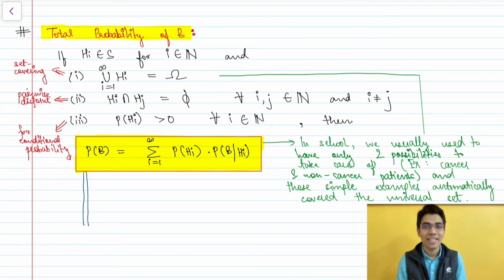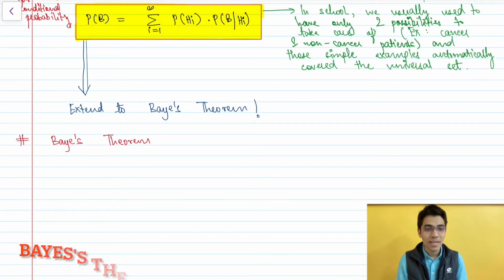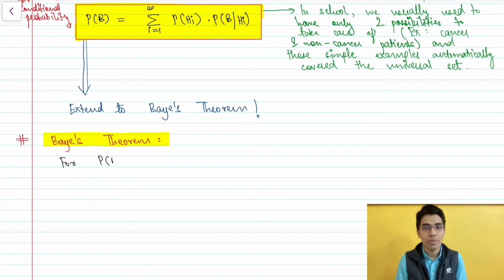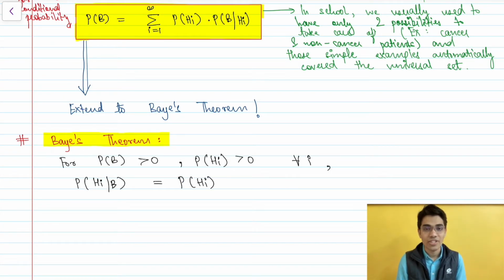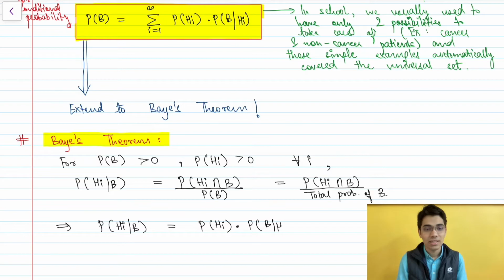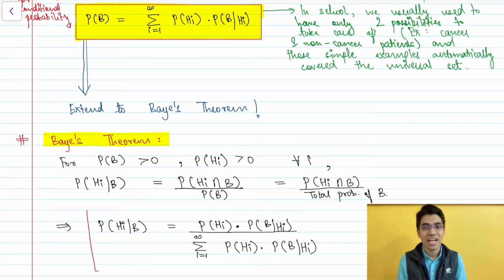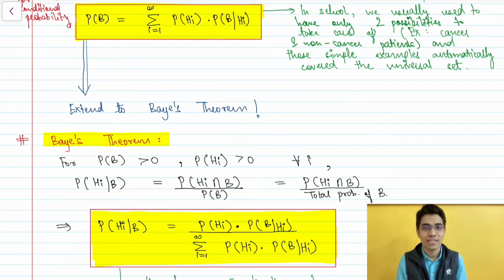This formula directly extends into what we call the Bayes theorem. So let's get into it. Bayes theorem, for that we need to have probability of B greater than 0 and probability of Hi's also to be greater than 0, and that is because of the conditional probability case. We can write probability of Hi given B as P of Hi intersection B over P of B, and probability of B can be written as the total probability using the above formula. So the final formula comes out to be this, and this we call the famous Bayes theorem.